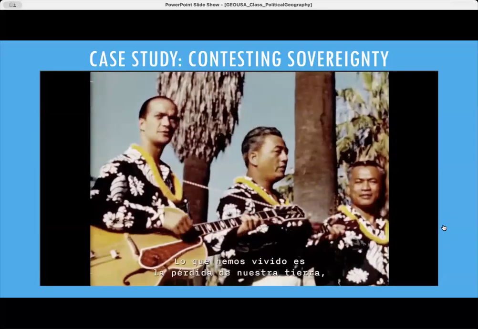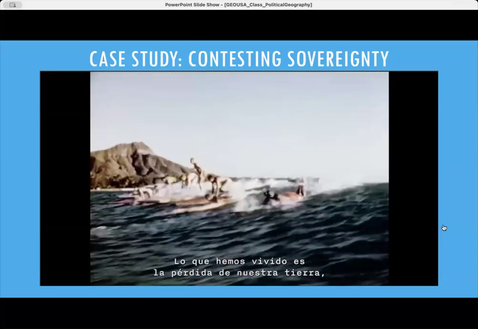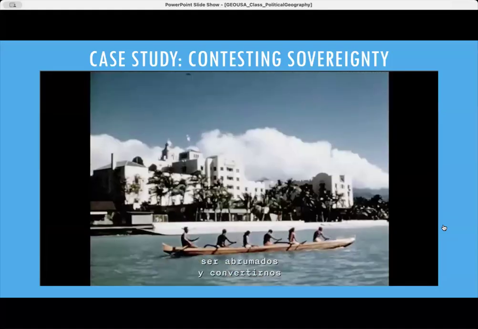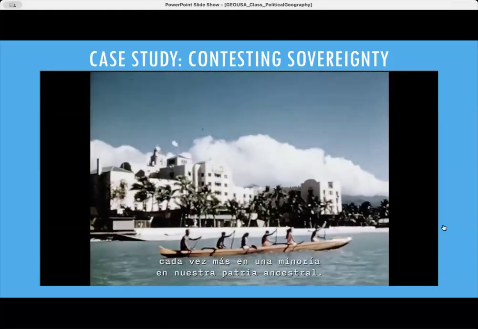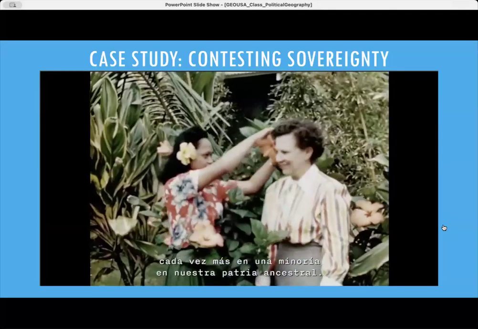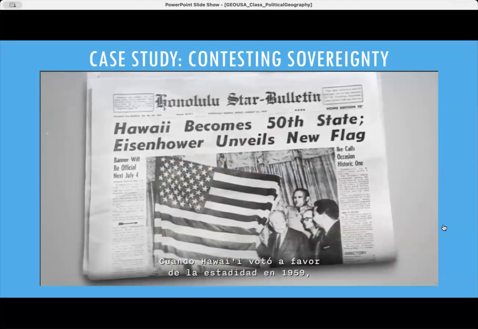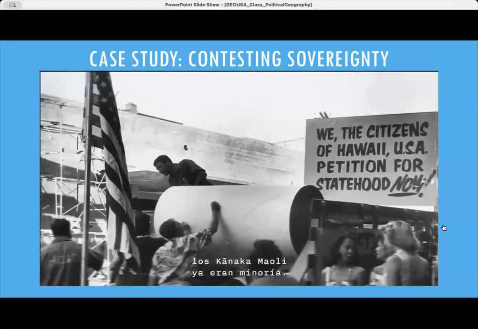What we've experienced is the loss of our land, the decimation of our language and our culture, being overwhelmed and becoming more and more of a minority in our own ancestral homelands. By the time Hawaii voted in favor of statehood in 1959, the Kanaka Maoli were already a minority.